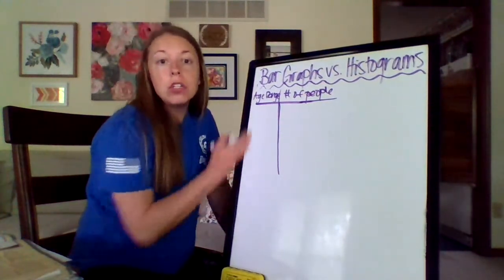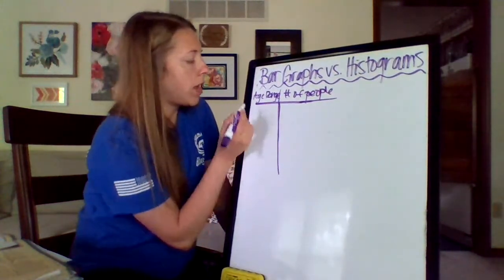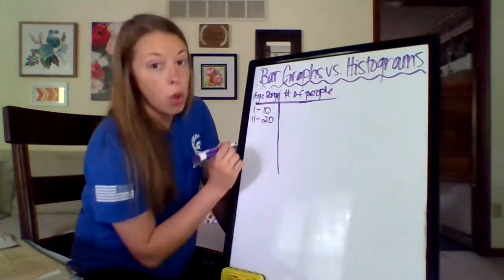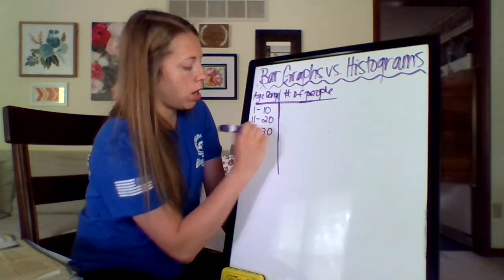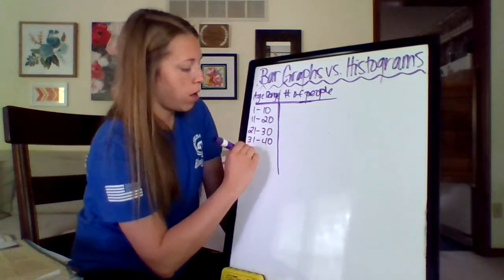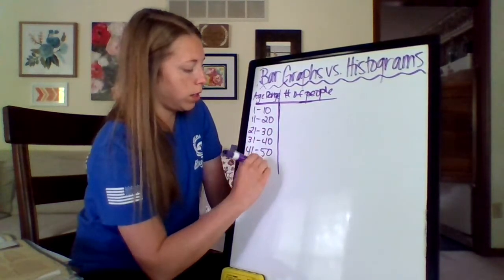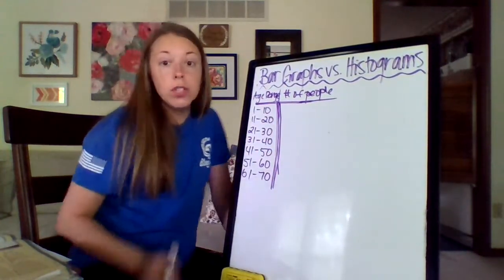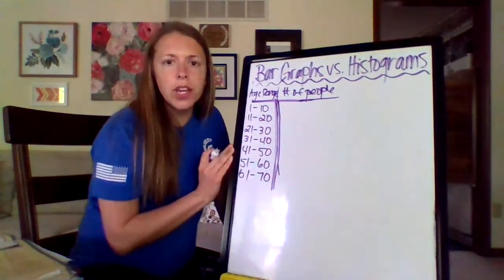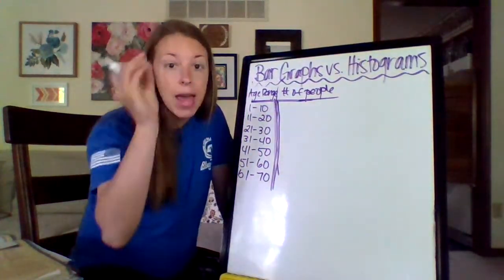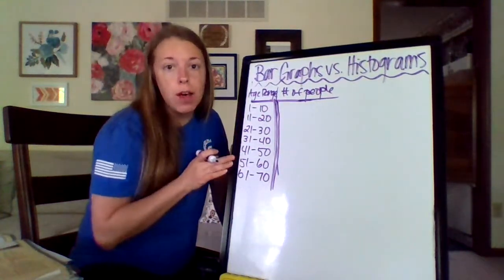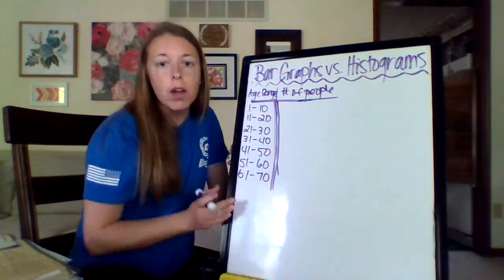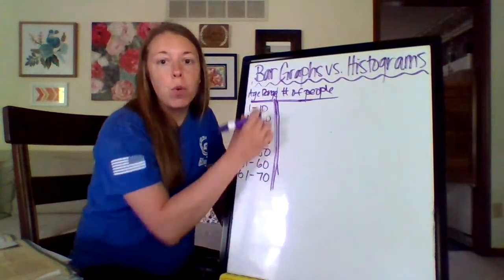Okay, and I'm going to put their ages in groups over here. The ages were 1 to 10, 11 to 20 years old, 21 to 30, 31 to 40, 41 to 50, 51 to 60, and 61 to 70. Okay, instead of using just random ages of people, we put them in groups of ages. We put them in groups of 10 with their ages.